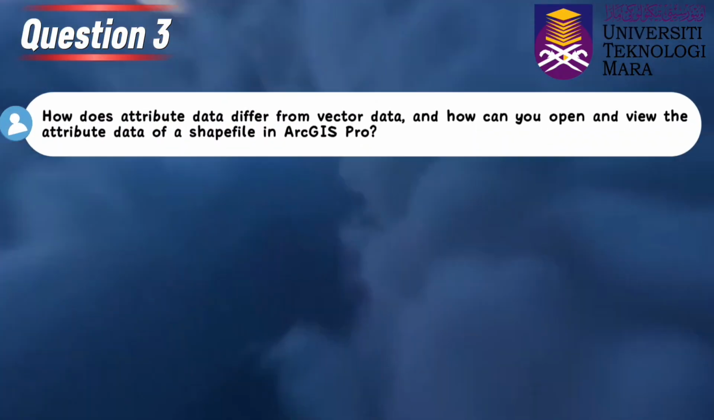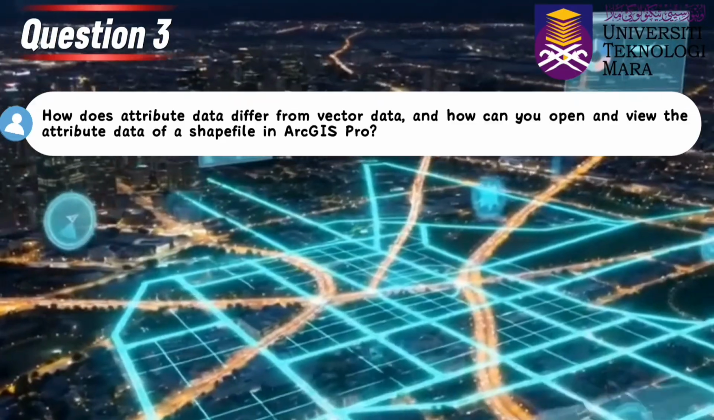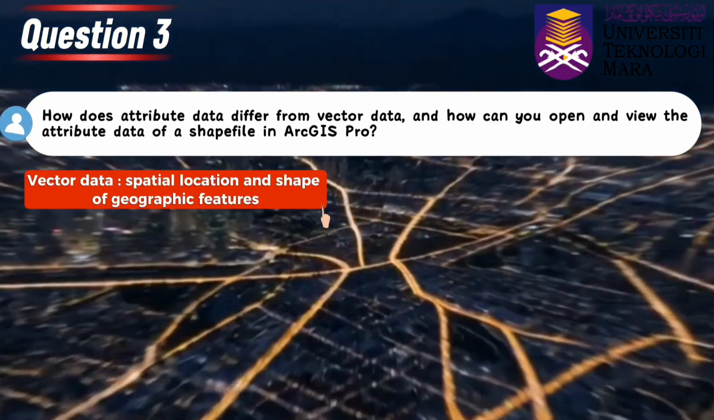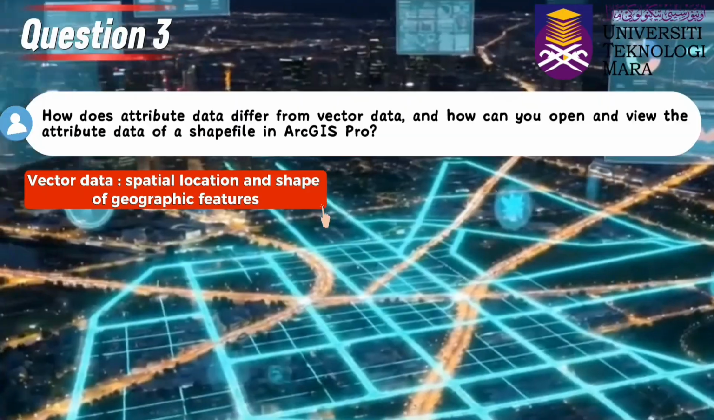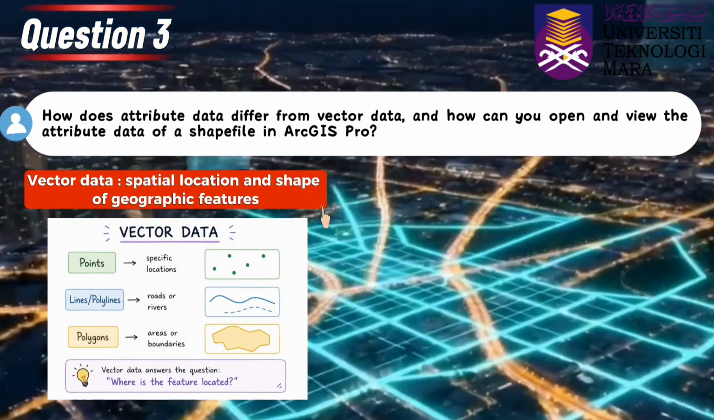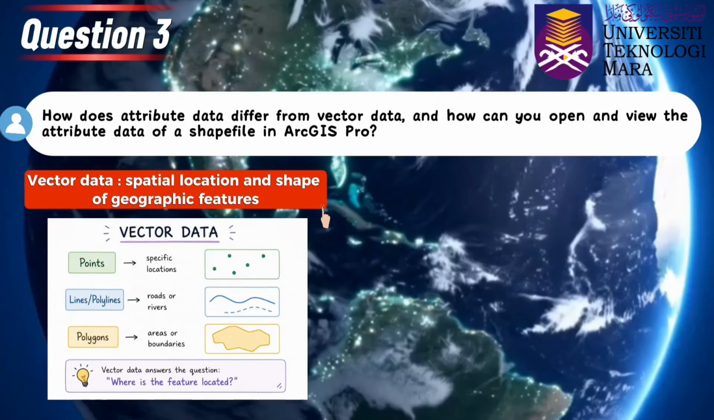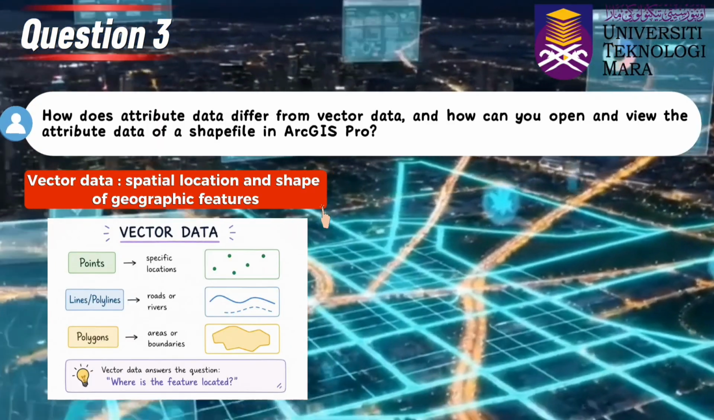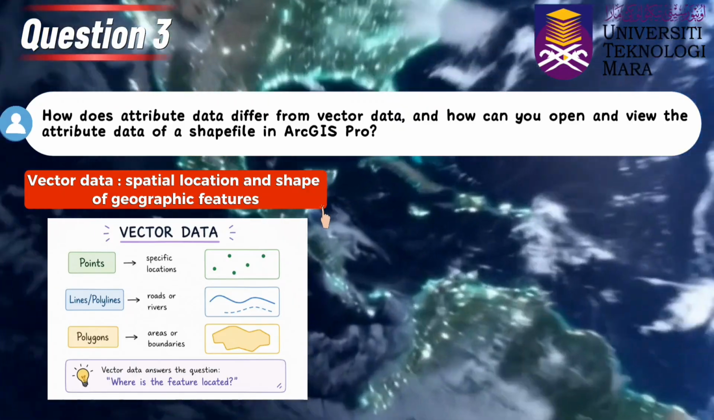Difference between attribute data and vector data. Vector data represent the spatial location and shape of geographic features. It uses points at specific locations, lines or polylines for routes or rivers, and polygons for areas or boundaries. Vector data answer the question, where is the feature located?